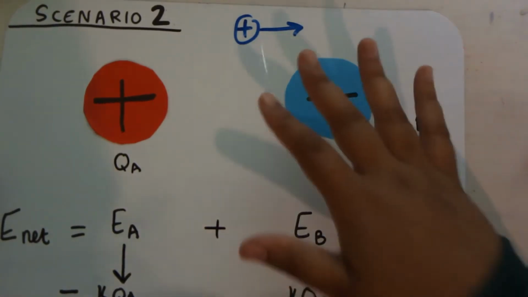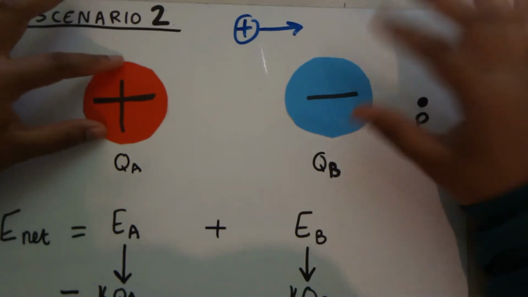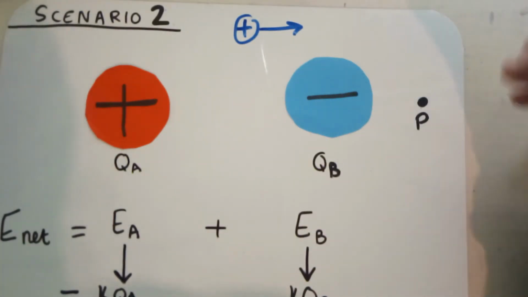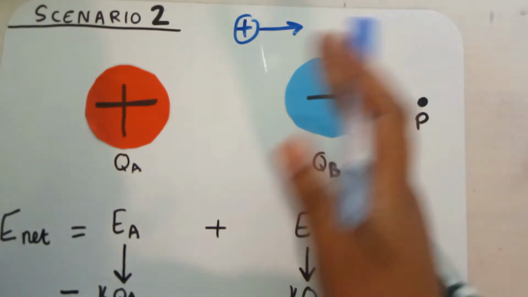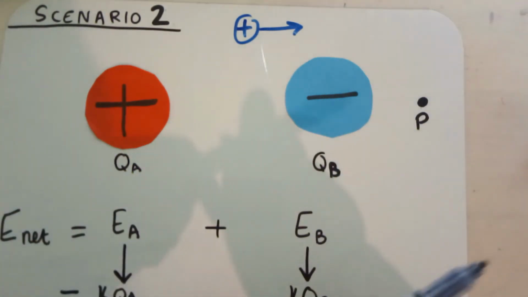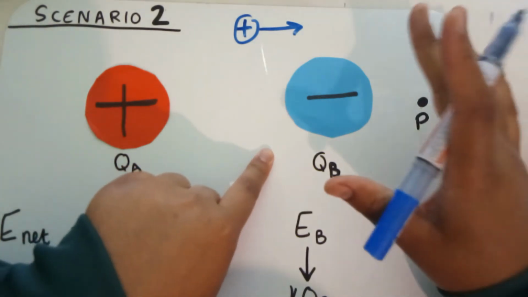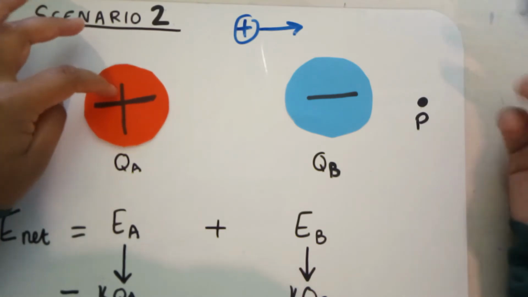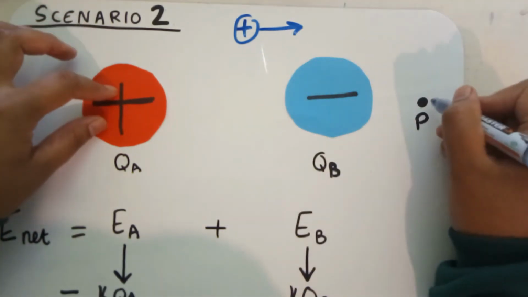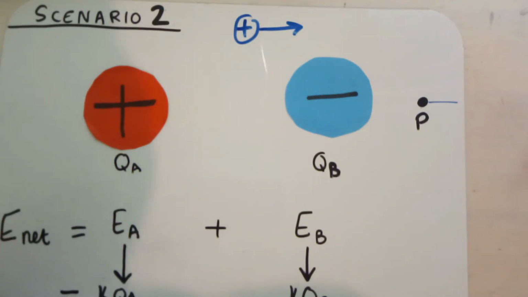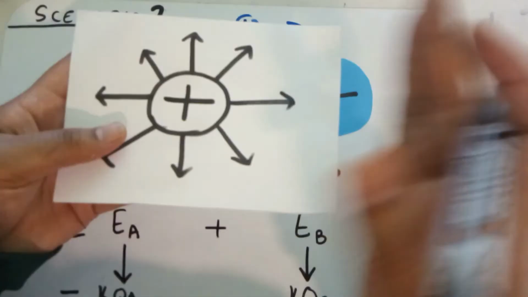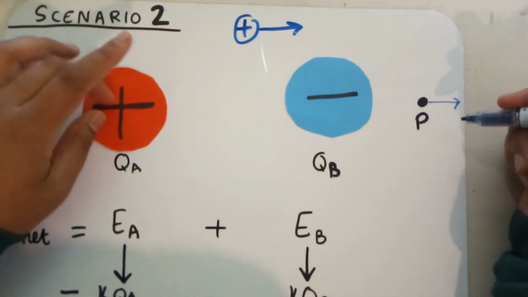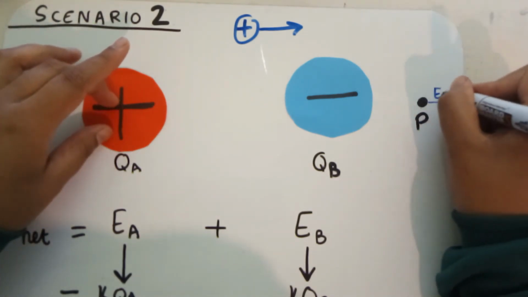So in scenario 2, I have the same charge setup, except now my point is on the outside of this field. So now let's see the direction of the electric field that is contributed by each charge. If I'm at point P, the field I will be experiencing as a result of charge A over here will be towards the right, because positive charges generate fields that radiate outwards. So the direction of the field contributed by charge A will be towards the right.